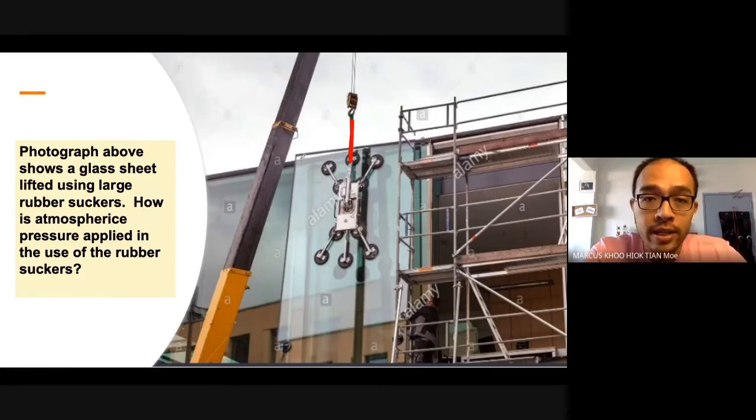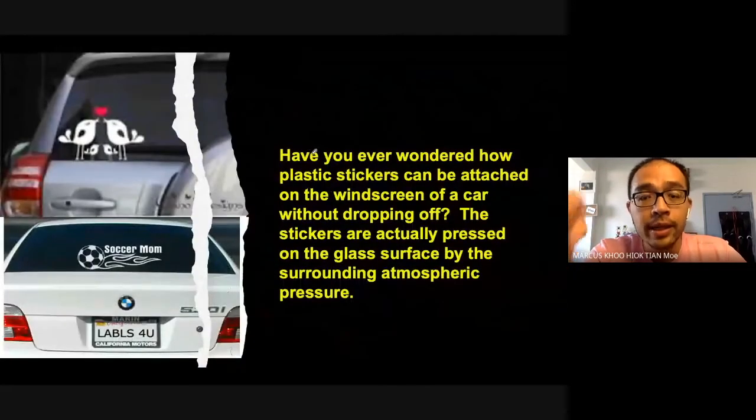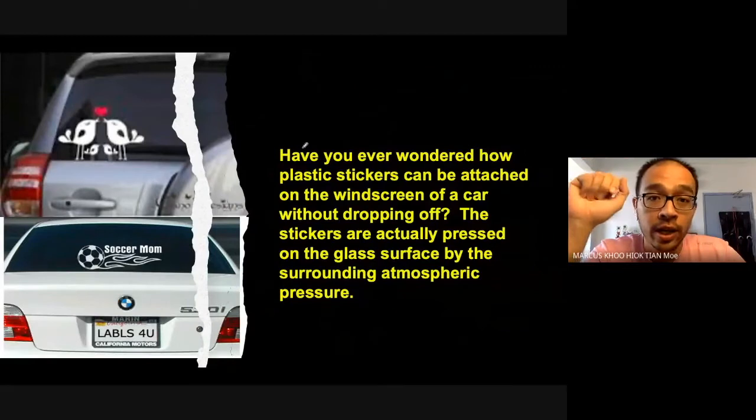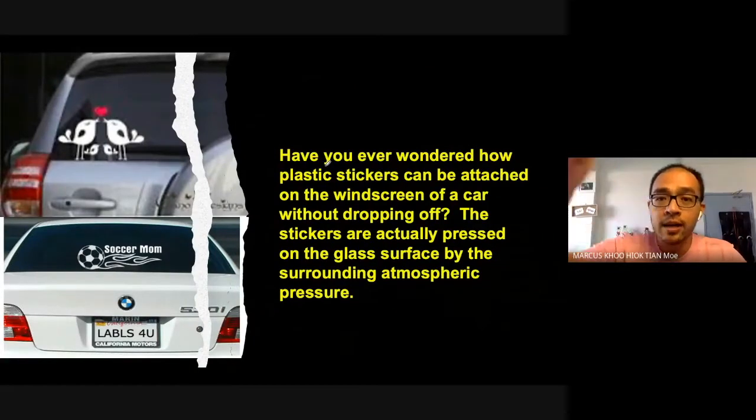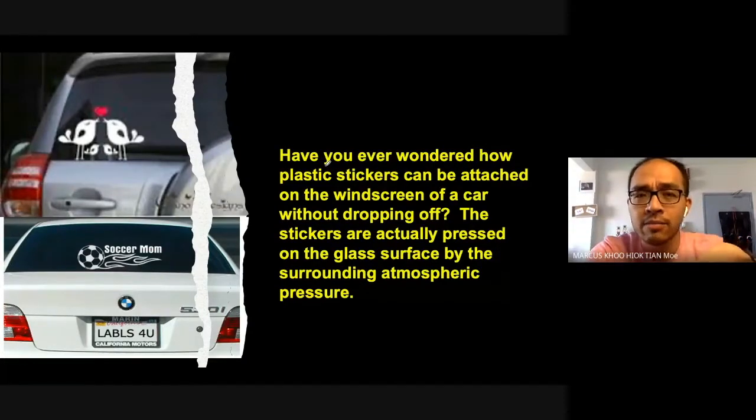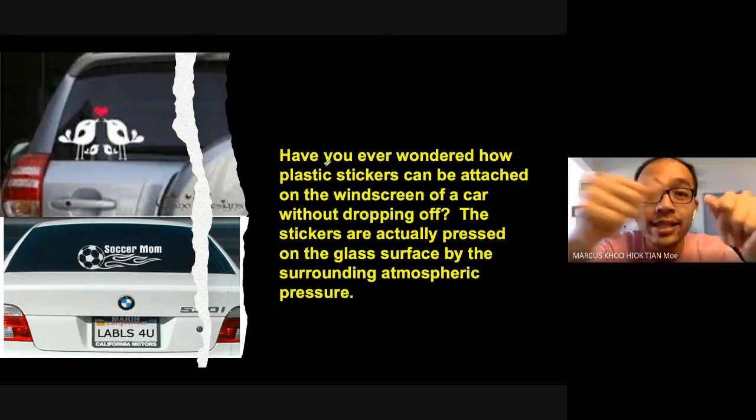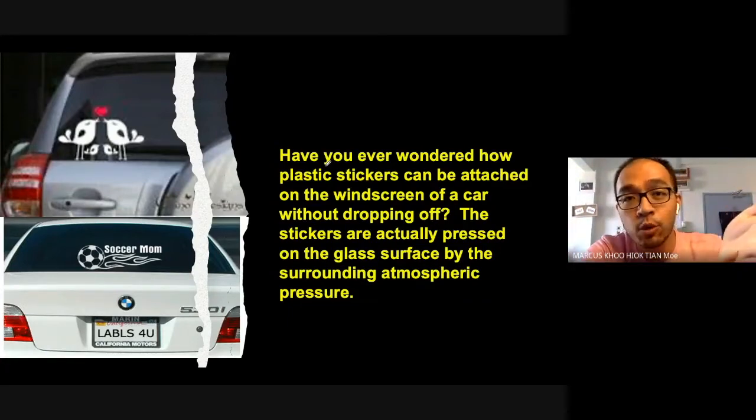So how does atmospheric pressure help us in this area? It's the same thing as the plastic sticker that you see on the car. If you take out the car sticker and stick it on your arm, it actually doesn't stick. It's not very sticky. It's not like the kind of sticker in a book. If you stick it on your arm and pull it, it will pull your arm hair with it.